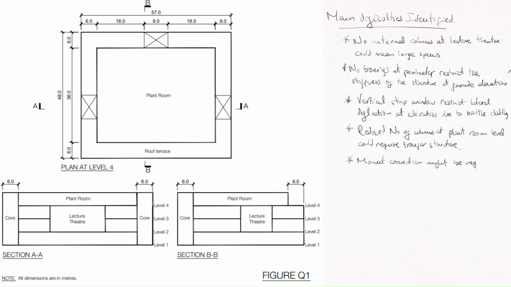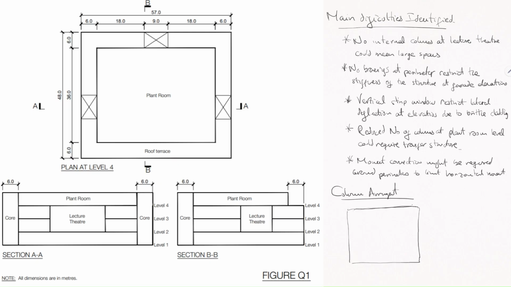Once I go through the column arrangements and the main client requirements, then I start writing the main difficulties that I identify in this section based on the client requirements and constraints. So for this example was that, well, there's no internal columns at the lecture theater. That means that there's going to likely be very long spans in that section.